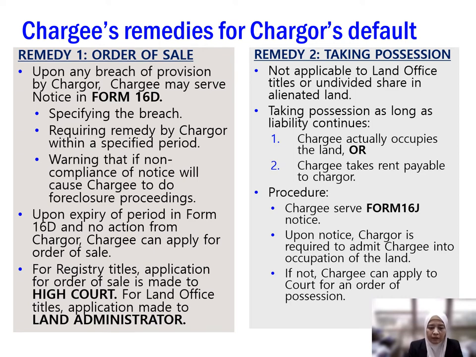Now, upon expiry of the period in Form 16D and there's still no action from the charger, the chargee can apply for order of sale. So, order of sale ni satu perintah. It's an order that you obtain from either, here it says, for registry titles, the application for order of sale is made to the High Court. Dibuat di mahkamah tinggi. For land office titles, the application for the order of sale is made to the land administrator, kepada pentadbir tanah. So, it depends on the type of title. With the order of sale, then only the land can be auctioned. Must get order of sale first.